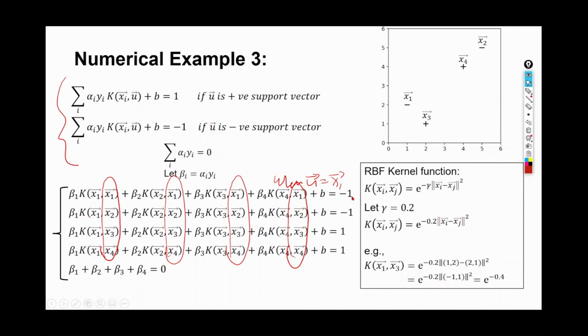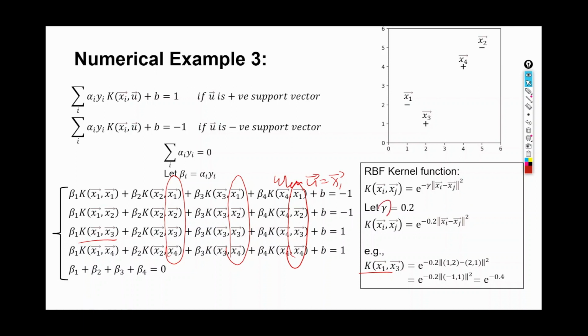Now let's calculate K. Let's use K(x1, x3) and verify this. Our kernel function is e to the power of negative gamma times the L2 norm squared. By convention, the norm without subscript is the L2 norm, and we set gamma equal to 0.2.